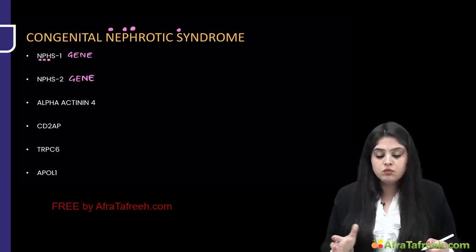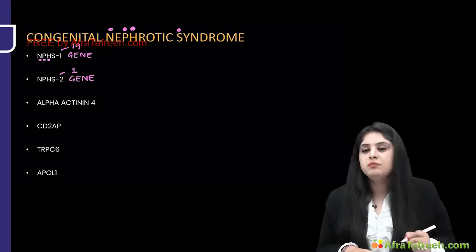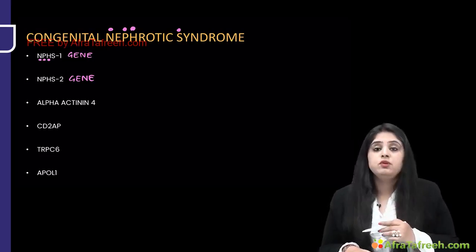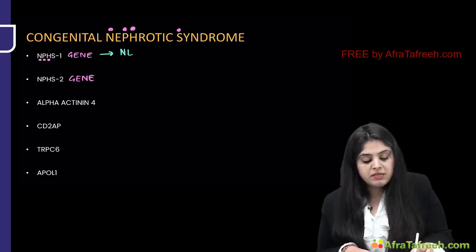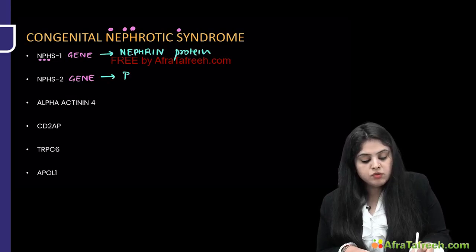NPHS1 you can learn if you want to. It's on chromosome 19 and NPHS2 is on chromosome 1. But their chromosomes are not important. Honestly telling you, their chromosomes are not important. Their proteins are important. NPHS1 gene makes which protein? Nephrin protein. And NPHS2 gene makes podosin protein.